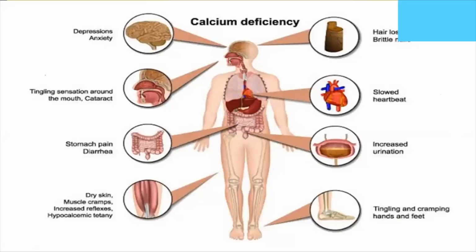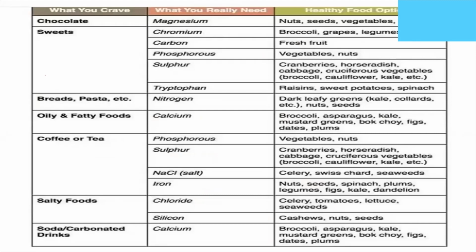Calcium disorder causes depression, anxiety, brittleness of nails, hair loss, stomach pain, diarrhea, tingling and cramps in hands and feet. So how can we recognize it in case of children? They will have some peculiar cravings. When someone craves chocolate more, maybe they require the element magnesium, which should be supplemented with vegetables and fruits.